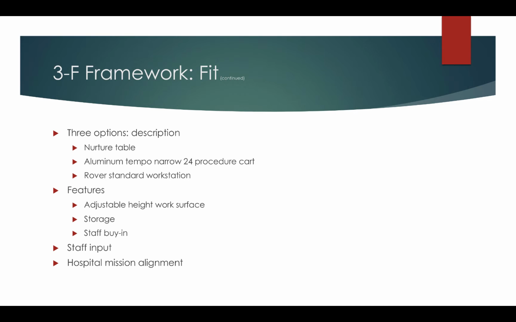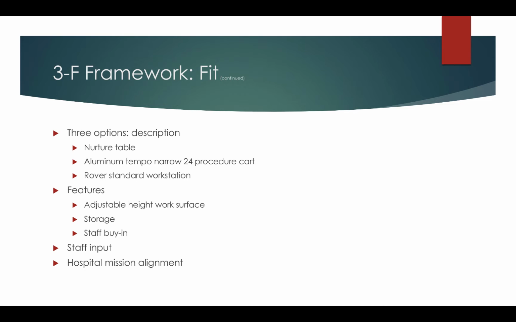Aluminum Tempo Narrow 24 procedure cart. This procedure cart sits 36 inches tall and includes 5 drawers and lockable caster wheels. The top of the cart could be used as a work surface and has a pull-out table, but does not have an adjustable height.